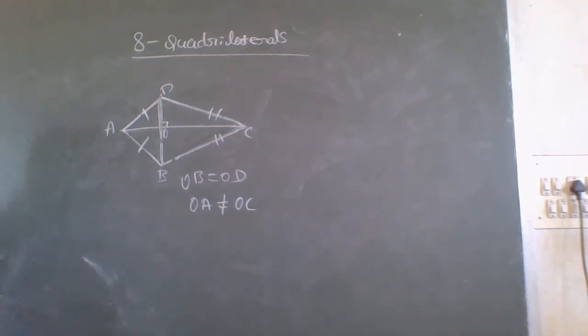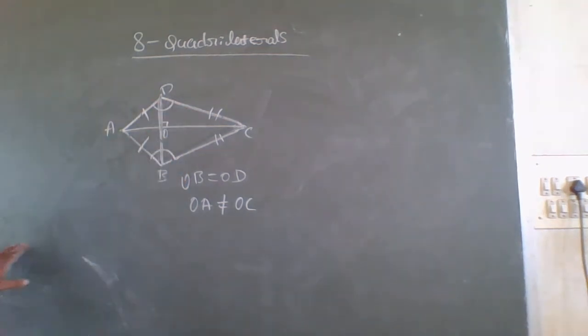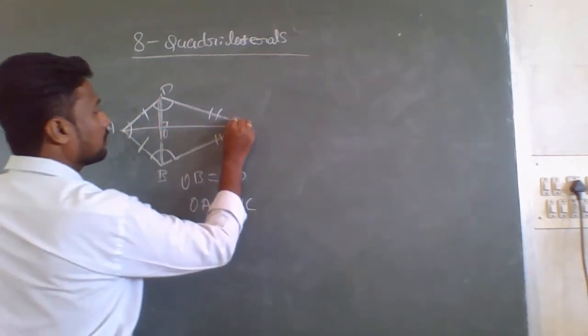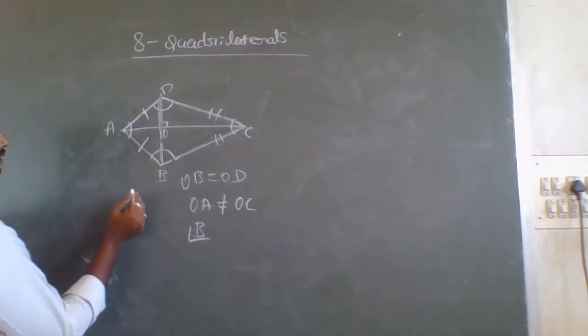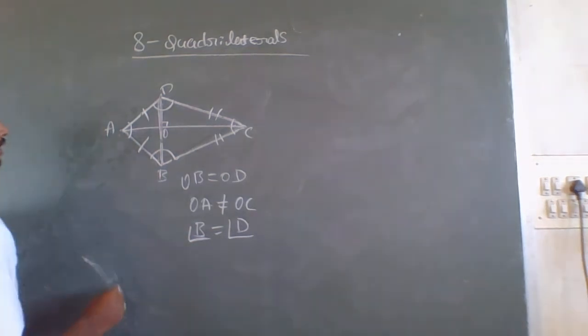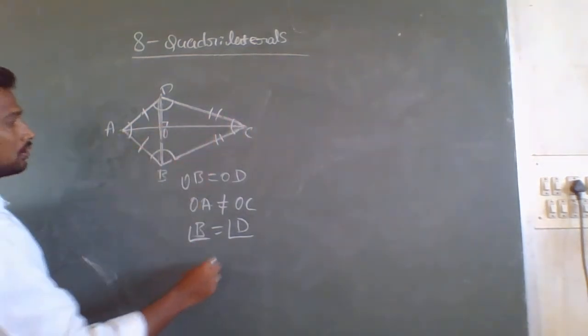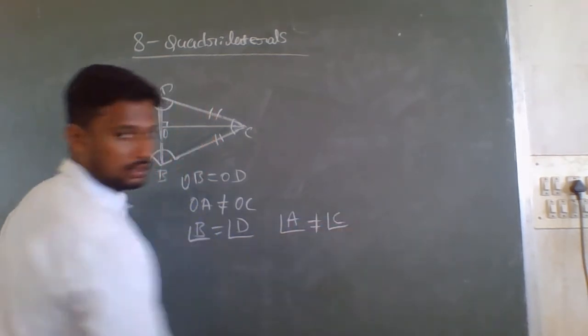And in this figure, angle B is equal to angle D, but angle A is not equal to angle C. What is another important property in this diagram? Angle B is equal to angle D, but angle A is not equal to angle C.